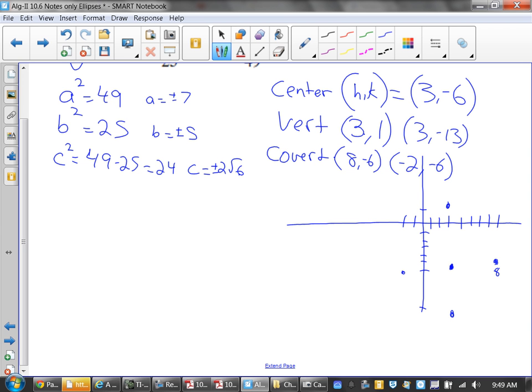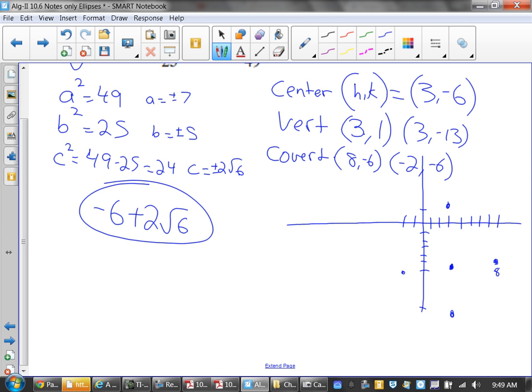Now, the c value. The c value represents the distance from the center to the focus. Remember that? Yeah. Now, our center is located at 3 and -6. I know that I'm going to have to add and subtract to the y value of that ordered pair. Do you agree? Now, I really can't just take -6 and add 2√6 and get -4√6. Do you agree? So is this a legitimate y value? Absolutely.